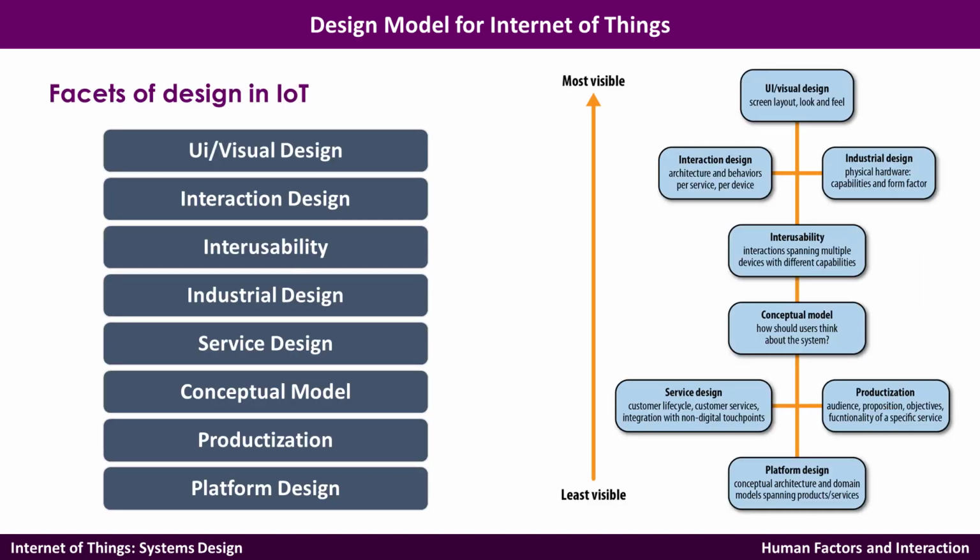There are different facets in designing IoT applications or systems. As you can see in the figure, there are several design areas that you need to think about: UI and visual design, interaction design, interusability, industrial design, service design, conceptual model, productization, and platform design. In all these different kinds of design, the top ones are usually visible to the end users, and the bottom ones are more likely invisible. They just work behind the scenes, but the end user doesn't get to see them. Over the next few slides, I'll go through each of these areas very briefly.